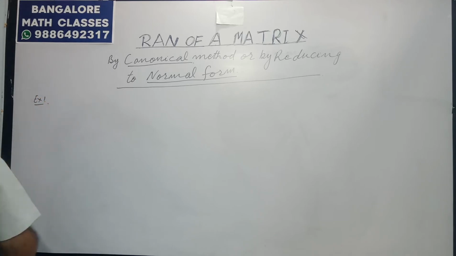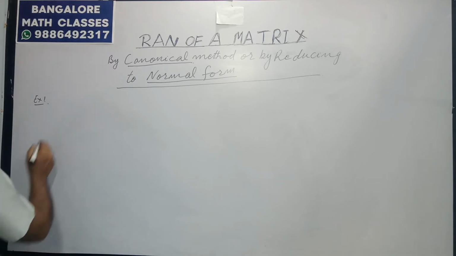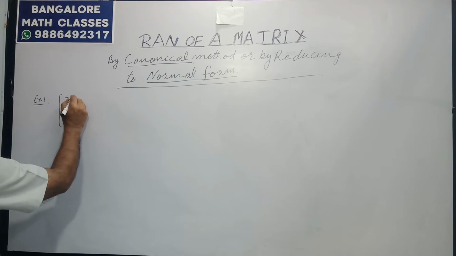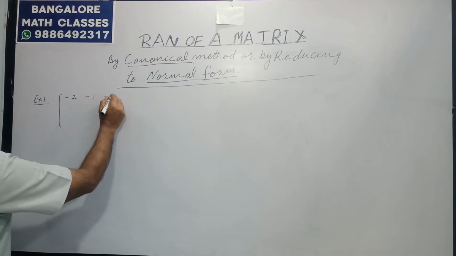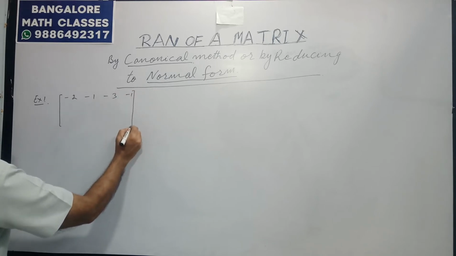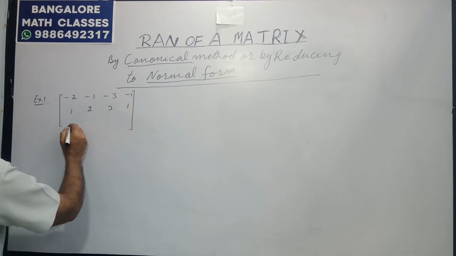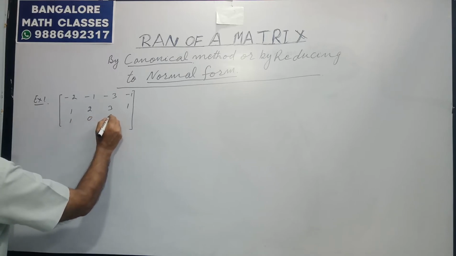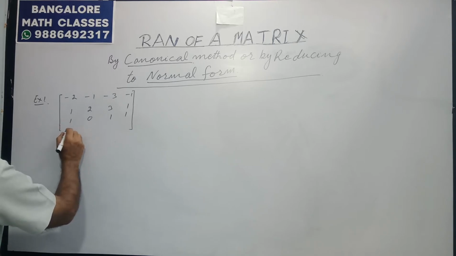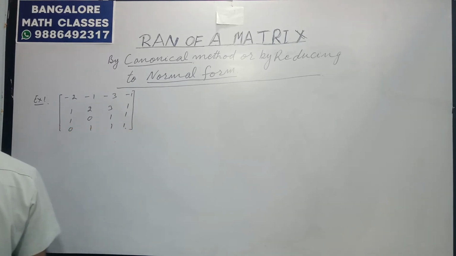See the example. The matrix is: row 1: -2, -1, -3, -1; row 2: 1, 2, 3, 1; row 3: 1, 0, 1, 1; row 4: 0, 1, 1, 1. That is the sum.